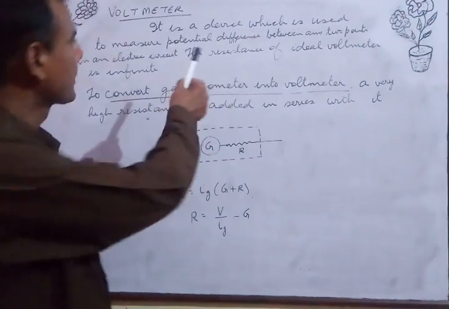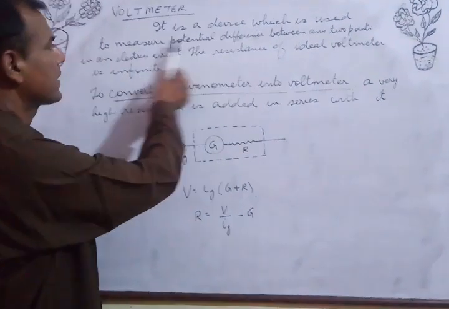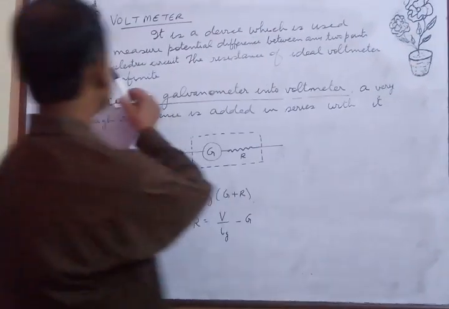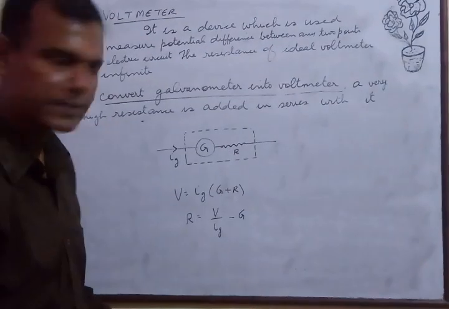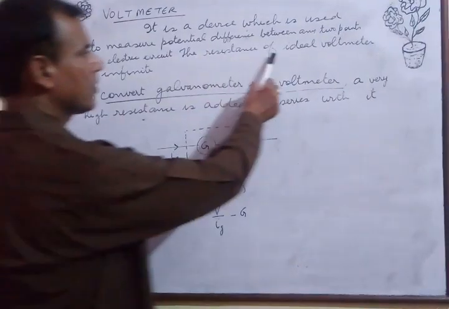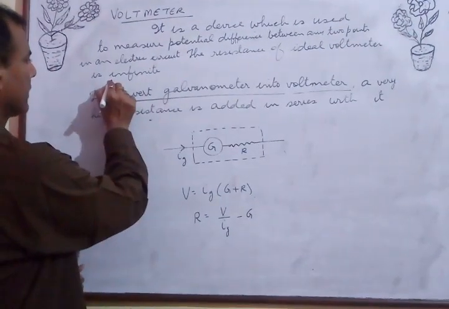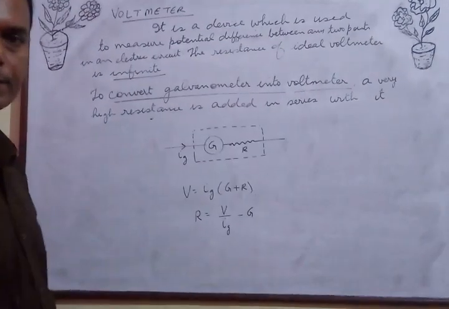Voltmeter. It is a device which is used to measure potential difference between any 2 points in an electrical circuit. It is used to measure potential difference. The resistance of ideal voltmeter is infinite.